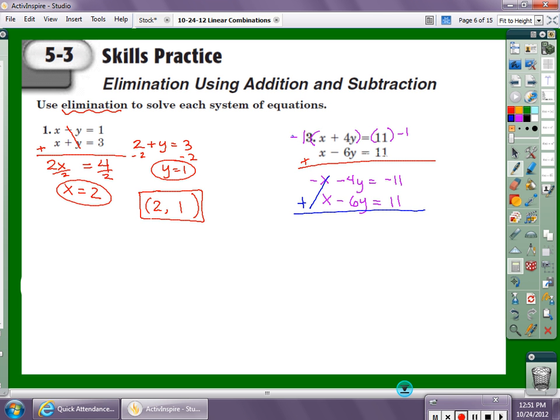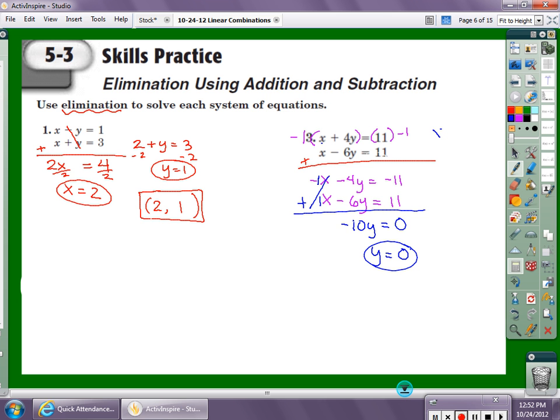Why would I want to multiply by negative 1? Well, I need these to be opposite numbers, opposite coefficients. The number in front of that variable has to be a negative 1 and a positive 1 in order to cancel out. Here I get negative 10y equals 0. Divide both sides by negative 10, y equals 0. All right, I've got half my answer. Plug this back in. 4 times 0 is 0, and x equals 11.